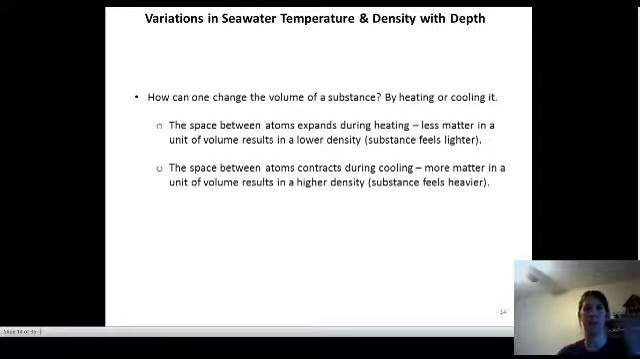So as you have the warmer water up at the surface, there are fewer water molecules in 1 cubic meter of water, and so it is less dense than the water in the deep ocean, where you have significantly cooler temperatures. So there are more water molecules in 1 cubic meter of water, giving it a higher density, and it's much heavier than the surface water.